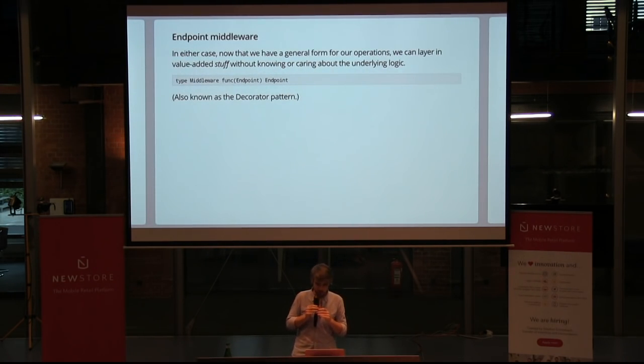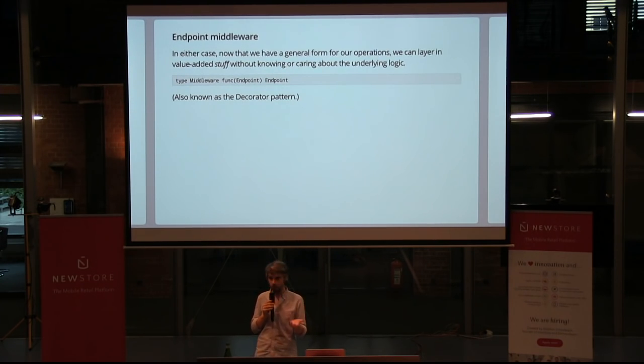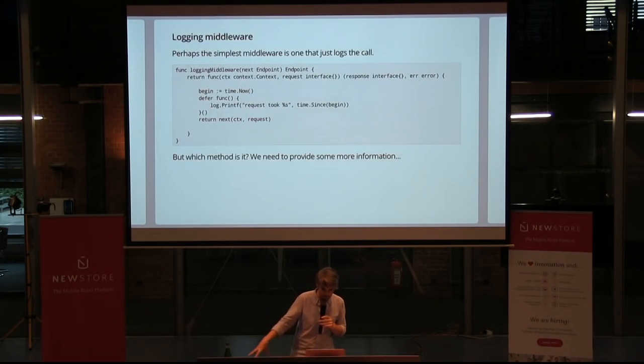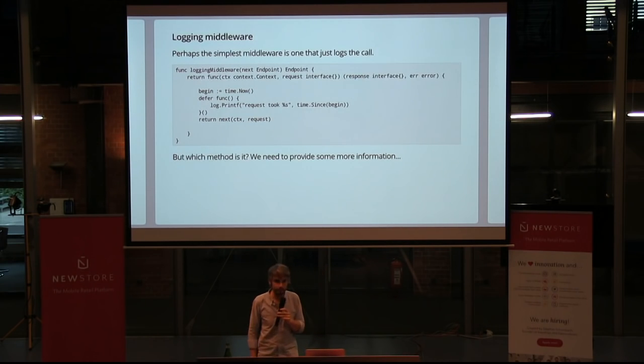So now that we have a general form of our operation, which is the endpoint, we can layer in value-added stuff, whatever that happens to be, without knowing or caring about the underlying business logic. And so we define this type middleware as a function, which takes an endpoint and returns an endpoint. It's also known as the decorator pattern, I believe. And with this, we can do interesting stuff. So here's a logging middleware, perhaps the simplest one. It doesn't do anything except have some side effect.